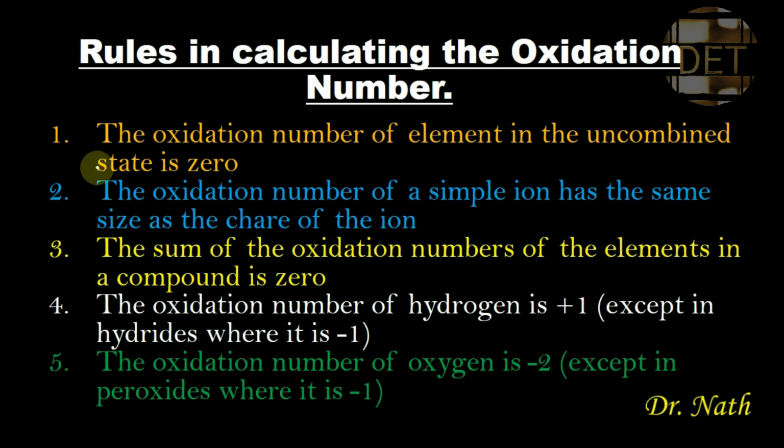The first rule is that the oxidation number of an element in the uncombined state is 0. That is very important. When the element is uncombined, or when the element is free, the oxidation number is 0. So this rule 1 is very important: the oxidation number of elements in the uncombined state is 0.